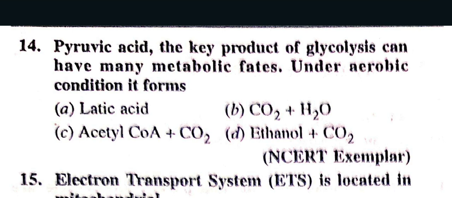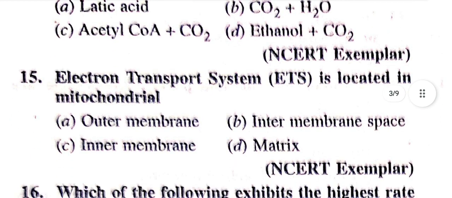Then the next question is, pyruvic acid, the key product of glycolysis, can have many metabolic fates. Under aerobic condition it simply forms acetyl coenzyme A plus carbon dioxide, then it will enter into the Krebs cycle. But during anaerobic respiration it will form either acetic acid, ethanol or lactic acid. By following aerobic respiration it will form acetyl coenzyme A through the link reaction. Next question is, the electron transport system is located in the mitochondrial inner membrane, so it is present in the mitochondria.